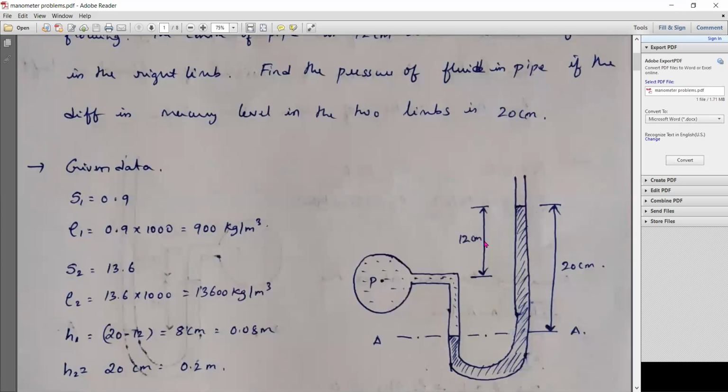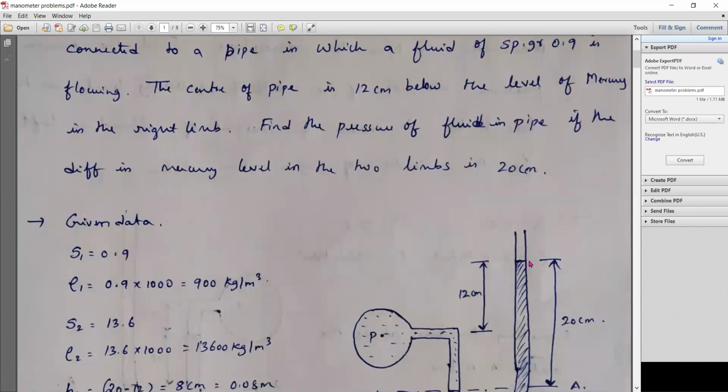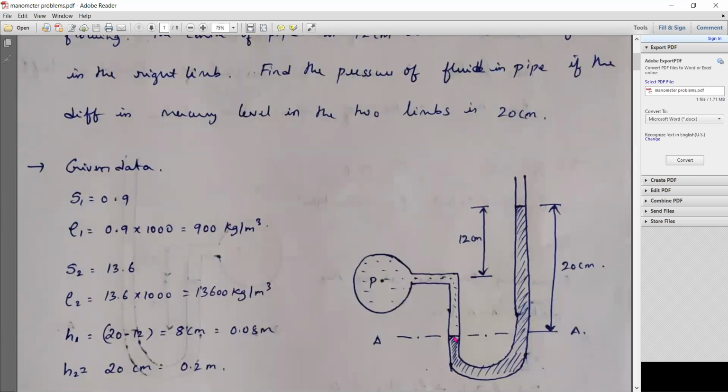Okay, sometimes in problems he will give the diagram. Otherwise, we need to draw it by taking this as reference. Here he is telling the center of the pipe is 12 centimeters below the level of mercury in the right limb. So this is the point. This point P is 12 centimeters below the right limb reading of the manometer. Next, find the pressure of the fluid in the pipe if the difference in mercury level in the two limbs is 20 centimeters. So what he said, the difference is 20 centimeters, this difference. So these heights should be 20 centimeters.